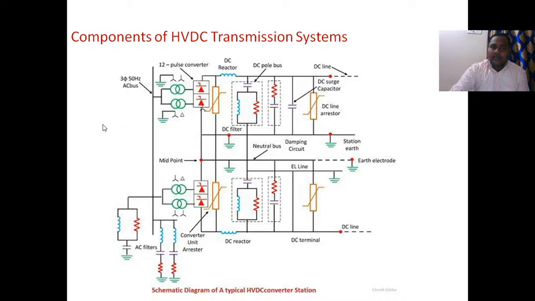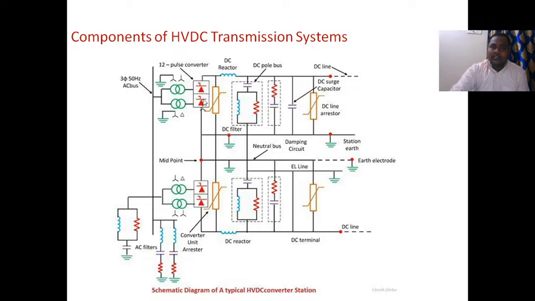In this diagram, we have a 12 pulse converter. The converter acts as both rectifier and also inverter, depending upon the firing angle. If the firing angle is less than 90, it will act as a rectifier. More than 90, it will act as an inverter.